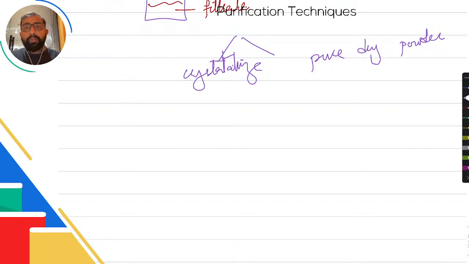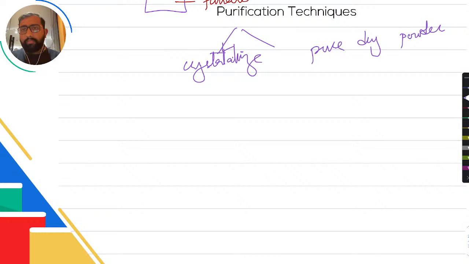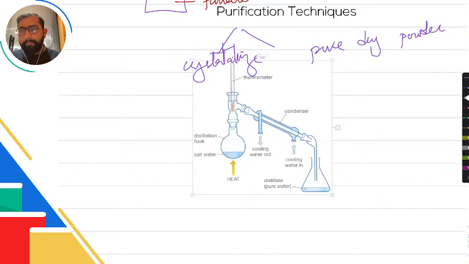Now, here's a diagram to represent what distillation does. Sorry, I can't really see what's happening here. Technical difficulties. All right, so let's look at this one.